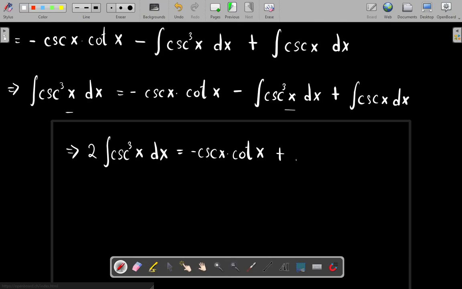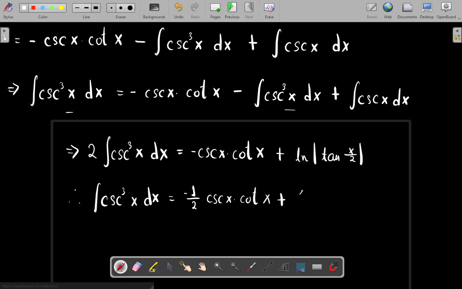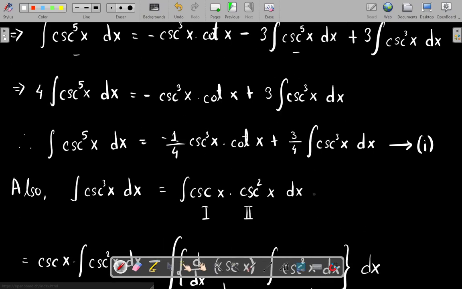So now we have this as ln mod of tan x by 2. Okay, so therefore integration of cosec cube x dx is nothing but we need to divide both sides by 2, so we get minus half times cosec x cot x plus half times ln mod tan x by 2. Okay, so let me write it as equation 2 here. So again, if I use equation 2 in equation 1, we get this answer, right? We have already found this value.